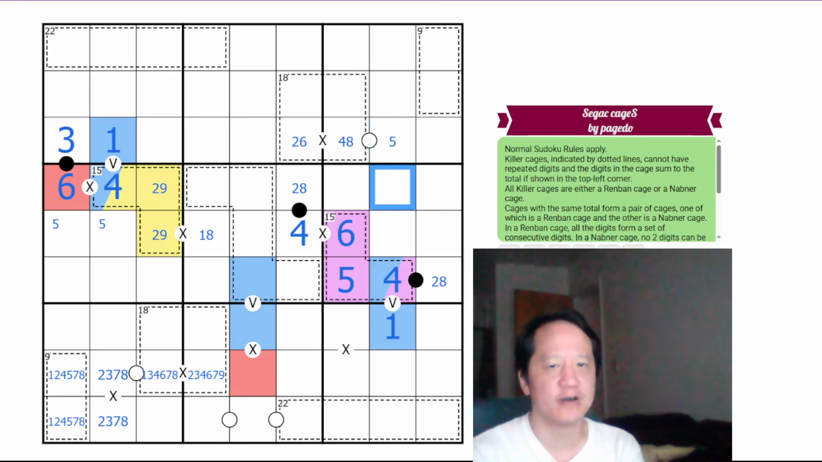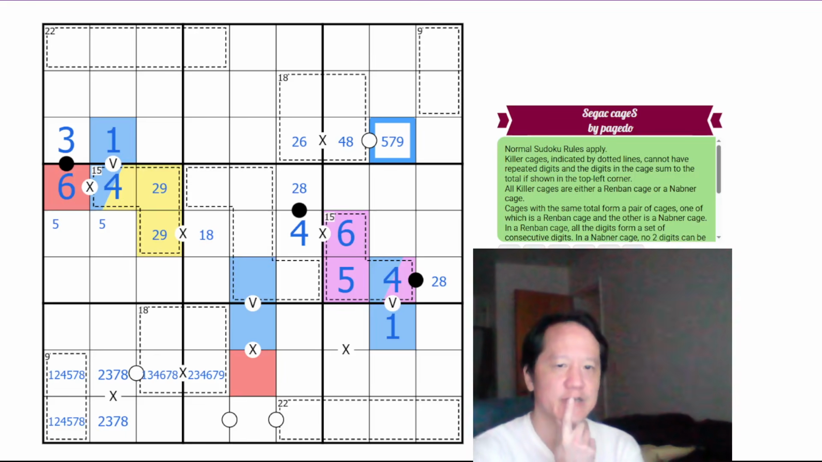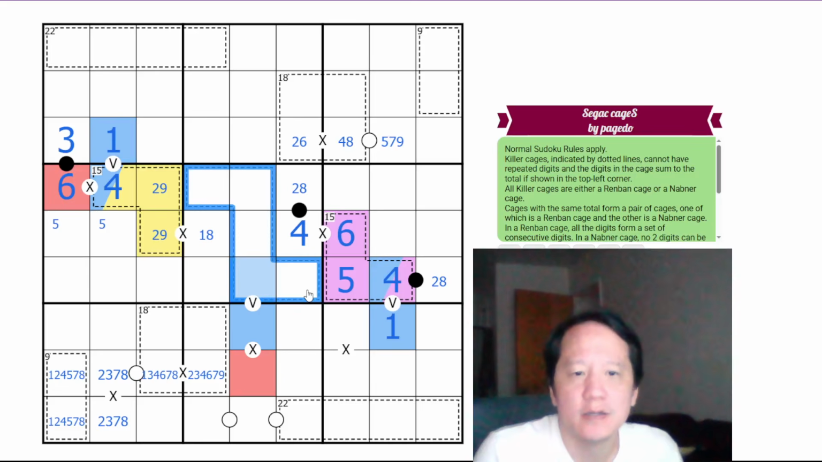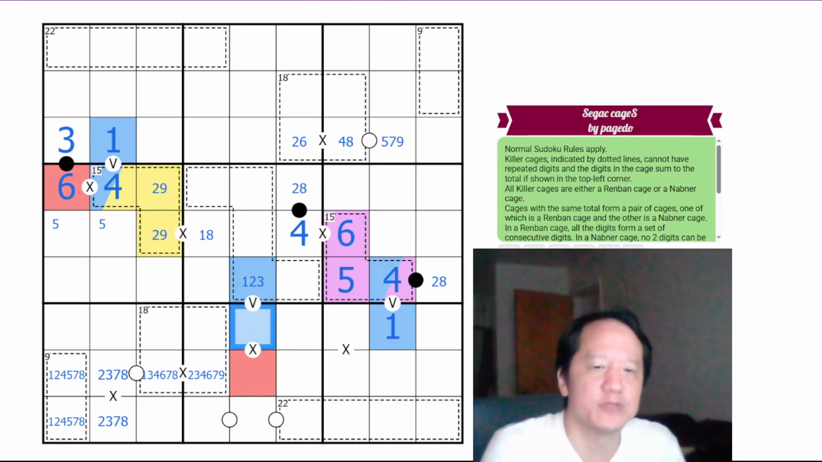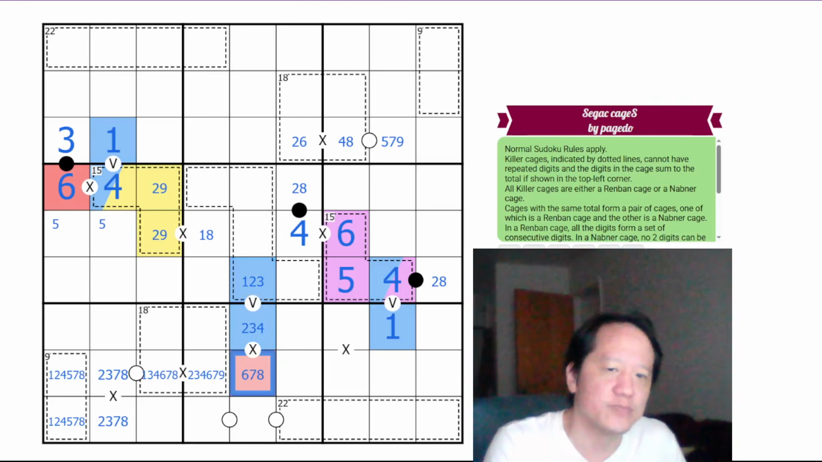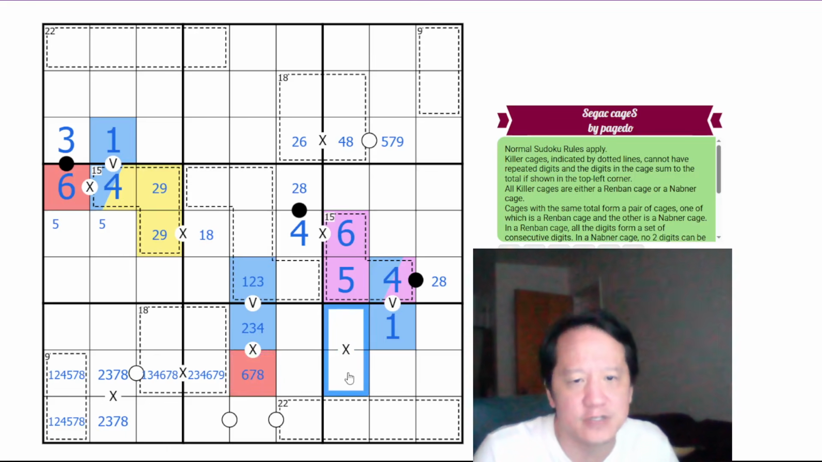4 would have to have 5 there. 8 would have to have 7 or 9 there to be consecutive with it. So that works there. This must be a Renban or a Nabner cage. So this has to be 1, 2, or 3, which makes this 2, 3, or 4 there. 2, 3, or 4 adds up to 10 with 6, 7, or 8. This cannot have 1. It cannot have 6 here, so this is 2, 3, 7, 8 to add up to 10.